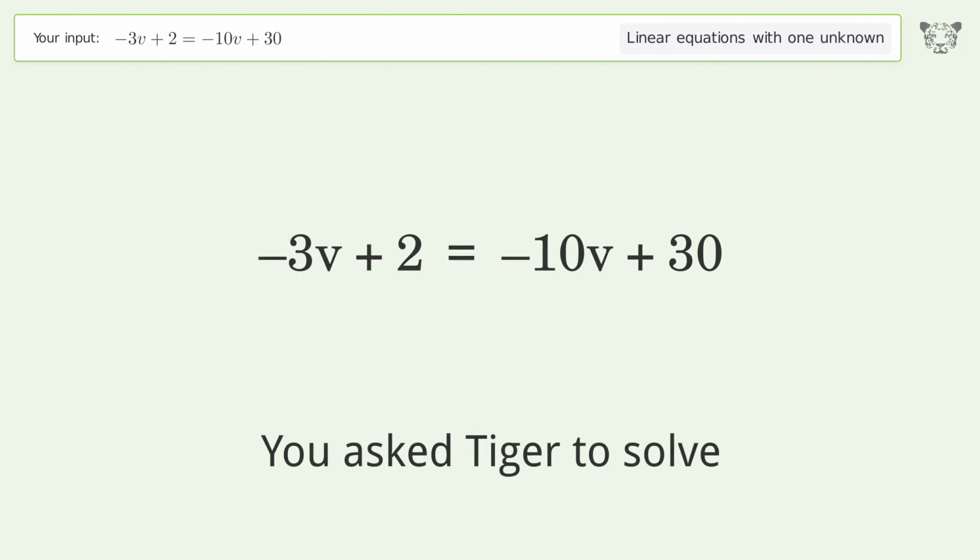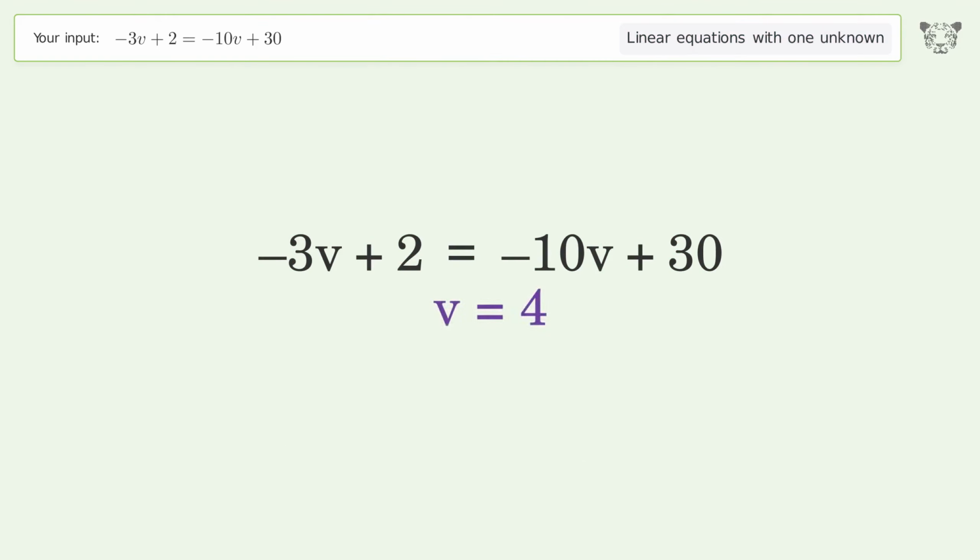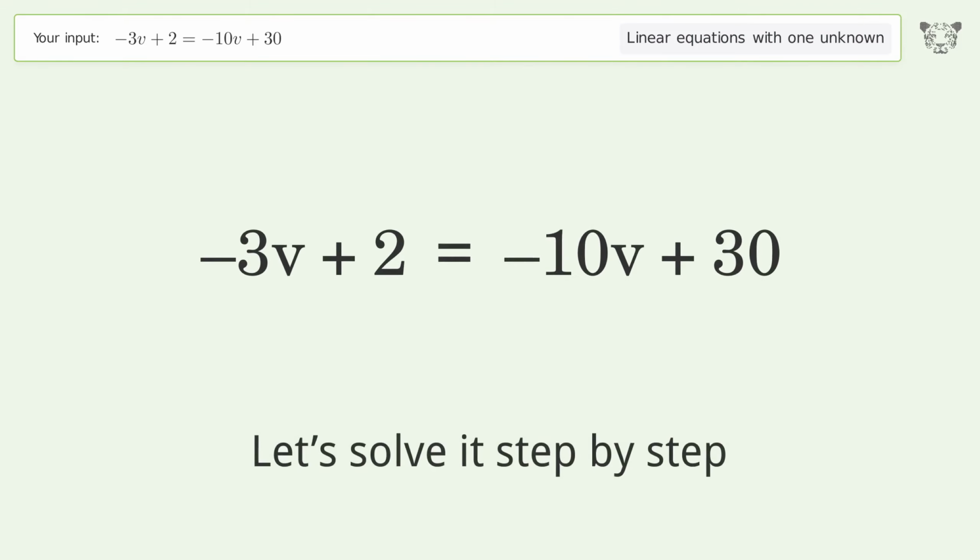You ask Tiger to solve. This deals with linear equations with one unknown. The final result is v equals 4. Let's solve it step by step.